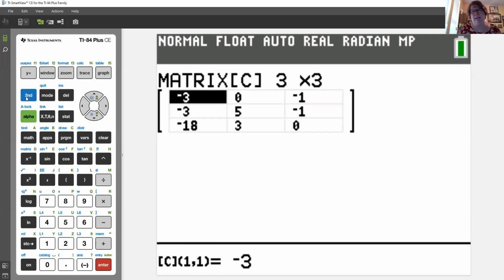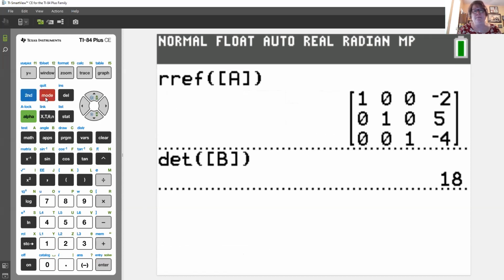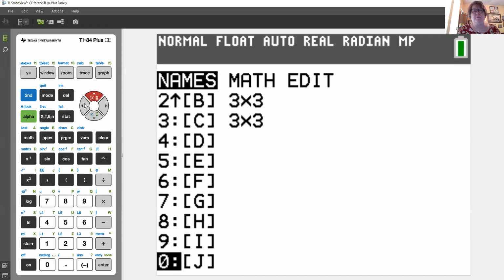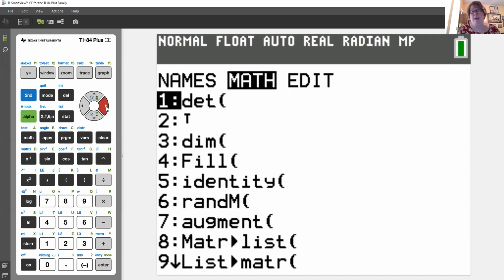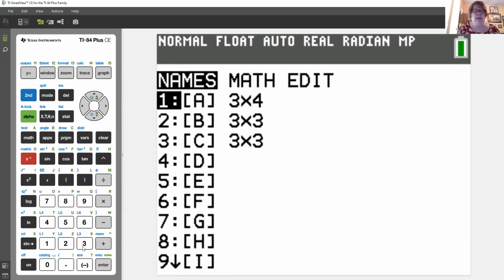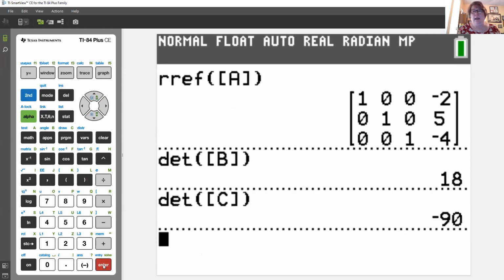So I first need to exit out of the matrix menu. So I do a second quit. Then I go back in the matrix menu. I go to the math menu. Oops, I have issues. Here we go. To the math menu, I'm going to find the determinant. So that's number 1. I'm going to find the determinant of matrix C because that's where I put that. So I have to go back in my matrix menu, pick matrix C, close my parentheses, and I get -90. So I'm going to write that down on my piece of paper. D sub X is -90.